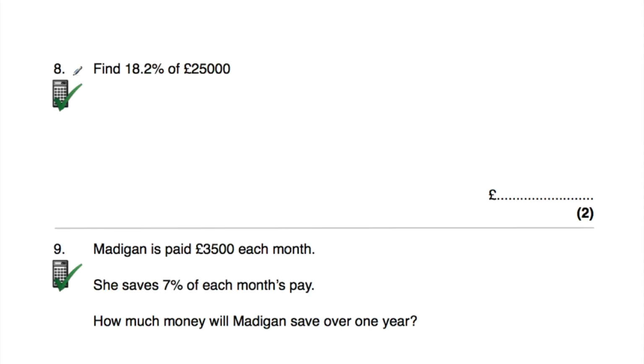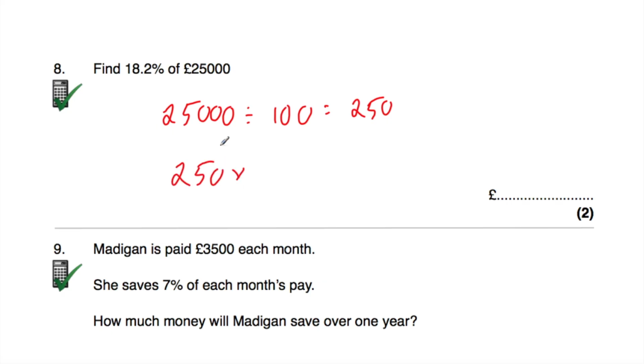Okay, let's look at our next question, question number 8. So question number 8, we've been asked to find 18.2% of £25,000. So to find 18.2% of a number, you just divide by 100 to find 1%, and then times by 18.2. So let's take the £25,000 and divide that by 100 to find 1%, and that's equal to £250. And then if we take that 250 and multiply that by the percentage we want, which is 18.2, that'll be 18.2% of £25,000. So 250 multiplied by 18.2 is equal to £4,550. So the answer is £4,550, and that's it.